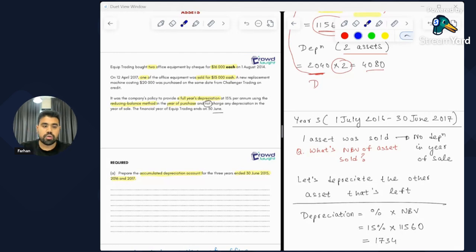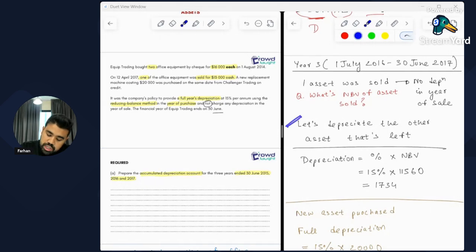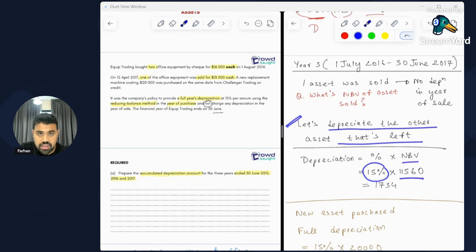All right. So in the third year, we know that we had sold one asset, and based on the company policy, no depreciation is to be charged in the year of sale. Now, what we want to do first is depreciate the asset that is left. So, how do we depreciate the asset that is left when we are using the reducing balance method? You guessed that right. It's just to apply the percentage on the net book value that we had at the end of year 2. The percentage is 15%, as we already know, based on the third paragraph of the question. And the net book value that we had derived at end of year 2 was 11,560, right?